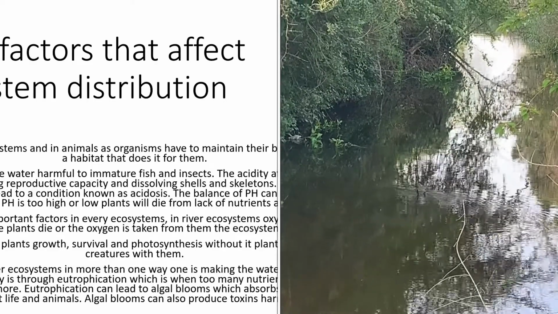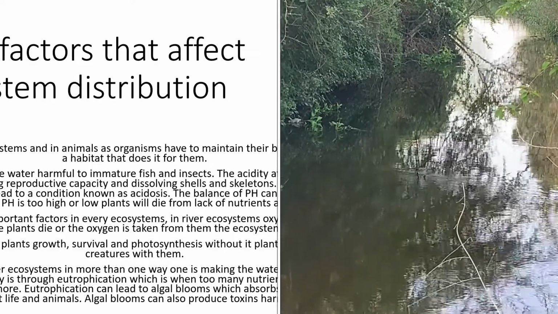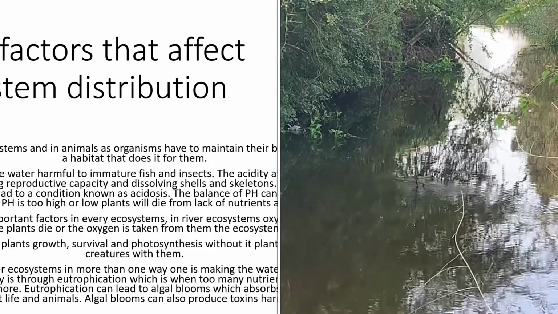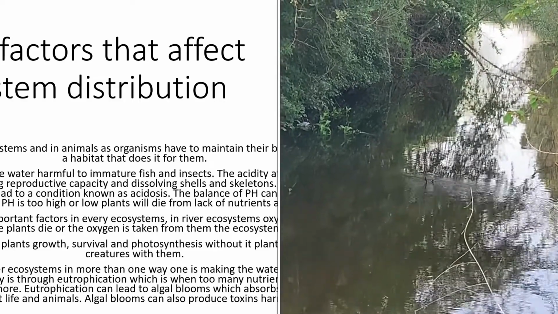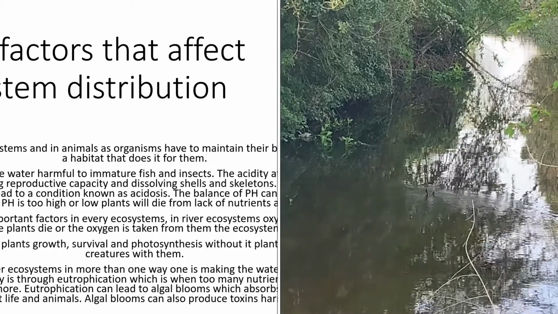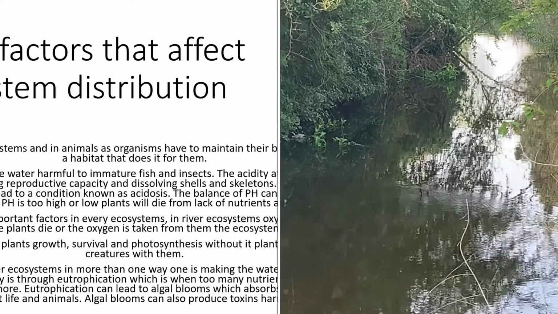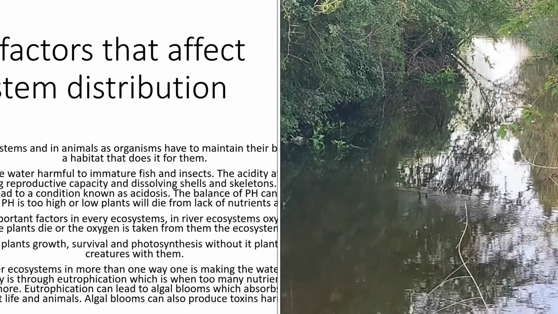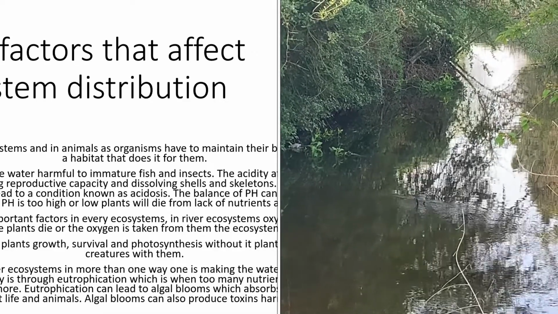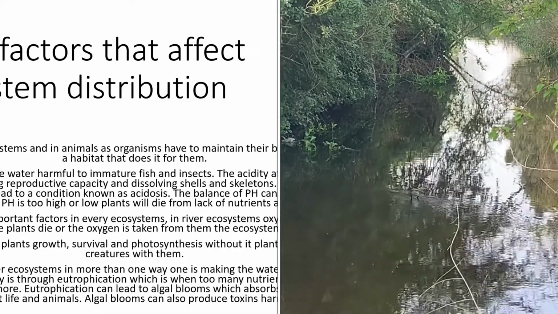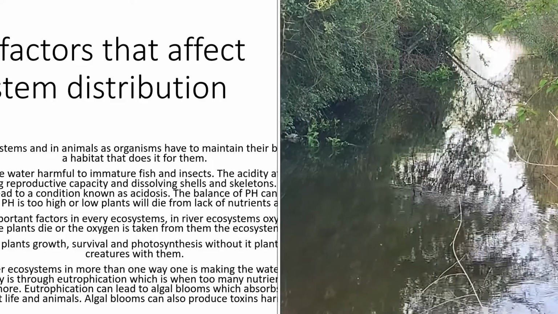Oxygen, one of the most important factors in every ecosystem. In river ecosystems, oxygen is produced by plants, and if those plants die or the oxygen is taken from them, ecosystems will die. Light levels are needed for plant growth, survival, and photosynthesis. Without plants, the river will die and bring all the creatures with them.